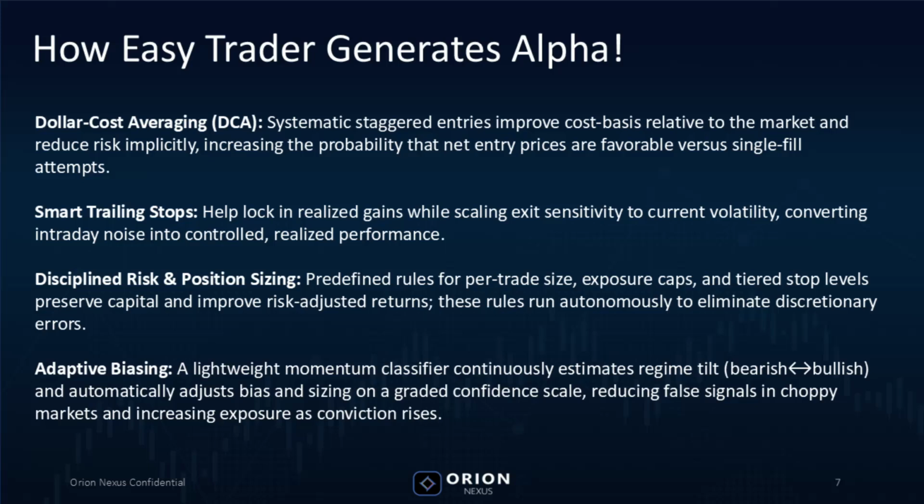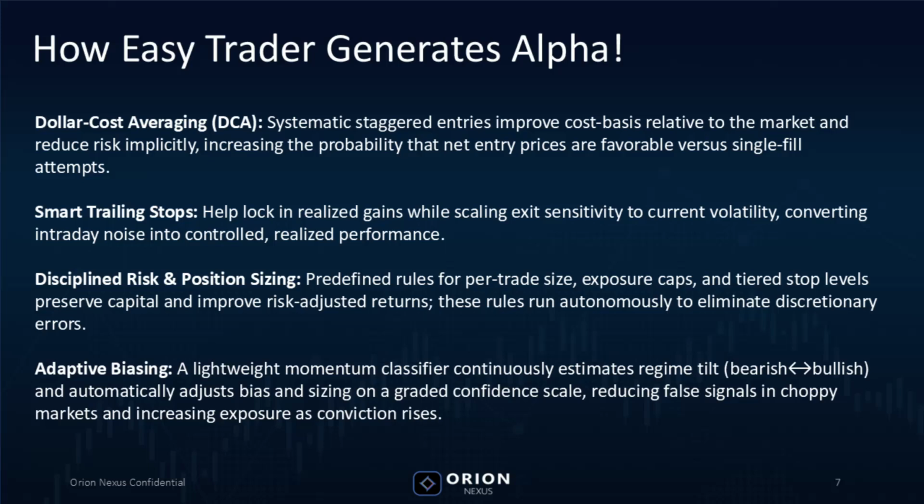Smart trailing stops. They lock in gains as trades move in your favor. Stops adapt to current volatility. That turns intraday noise into controlled performance. Disciplined risk and position sizing. Set rules define trade size and exposure caps. Tiered stops protect your capital. Those rules run automatically. That removes emotional mistakes.